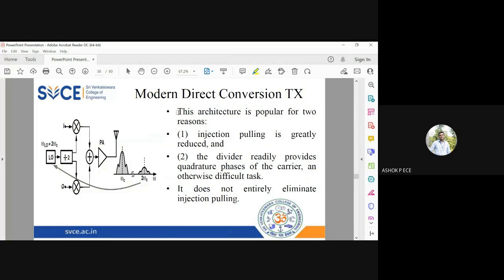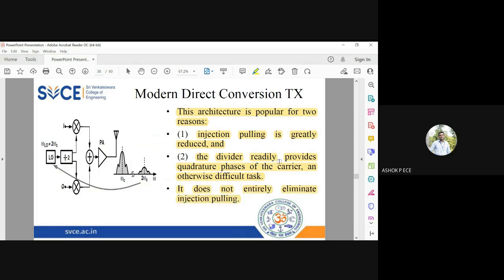This architecture is very popular because injection pulling is reduced, since we have separated omega C and omega LO far away from each other. And the divider will directly provide a quadrature phase of the carrier. So we need not generate a quadrature phase separately, and the divide-by-2 circuit will directly produce it. It is popular for these two reasons, but it does not entirely eliminate injection pulling.